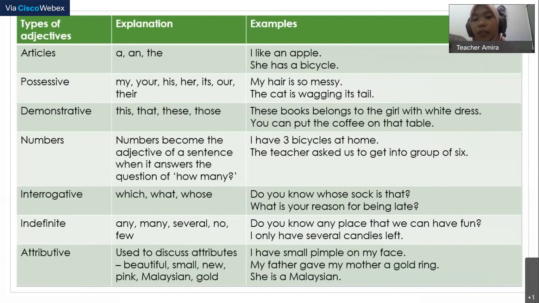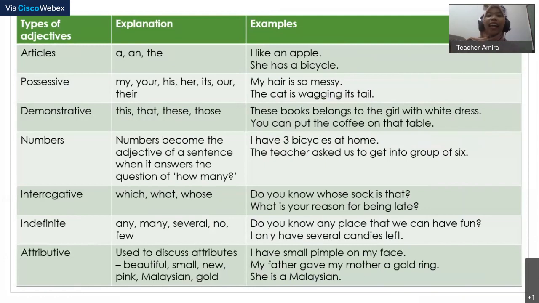Let's take a look at an example first. My hair is so messy. The noun here is hair. My hair is so messy inside this scarf, inside this studio. We are talking about the hair, and it is my hair, not my friend's hair, not my cat's hair, not my mother's hair. So my is the possessive adjective for the word hair.